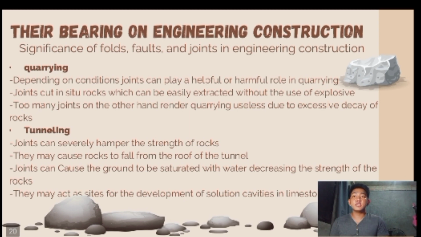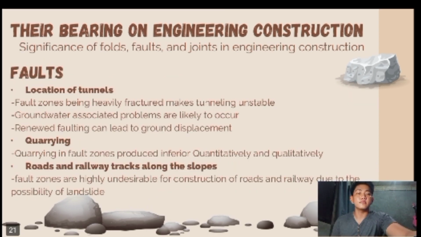Tunneling. Joints can severely hamper the strength of rocks. They may cause rocks to fall from the roof of the tunnel. Joints can cause the ground to be saturated with water, decreasing the strength of the rocks. They may act as sites for the development of solution cavities in limestone terrain.